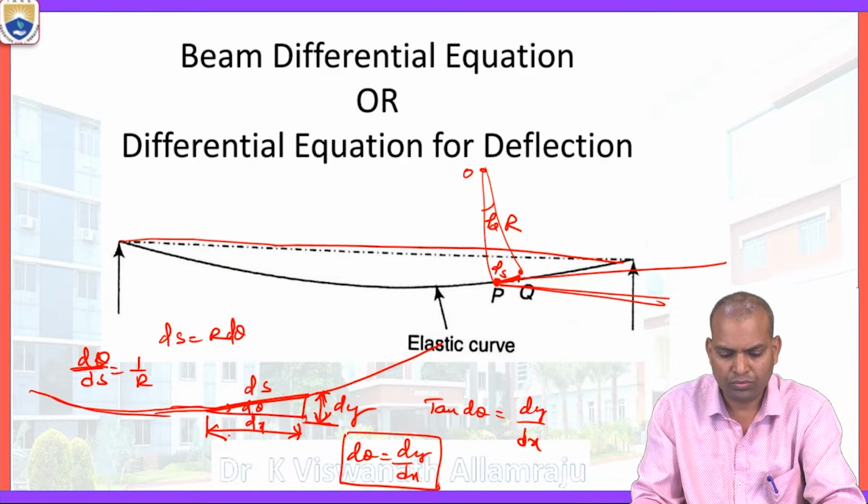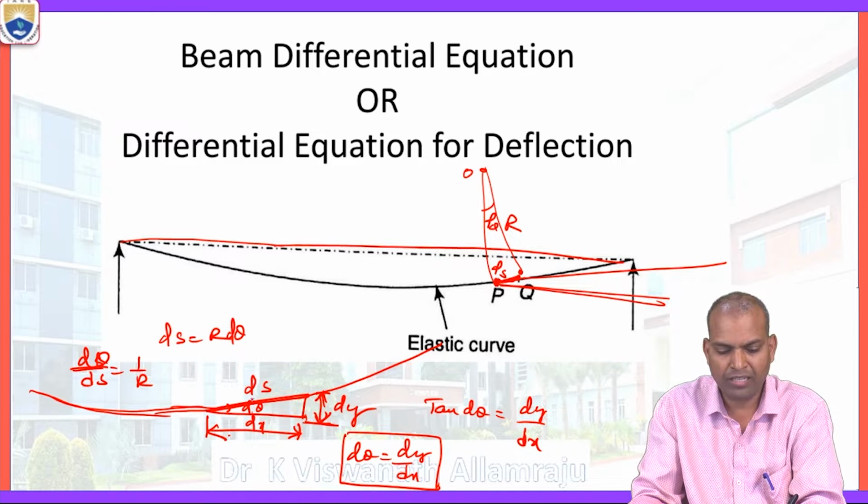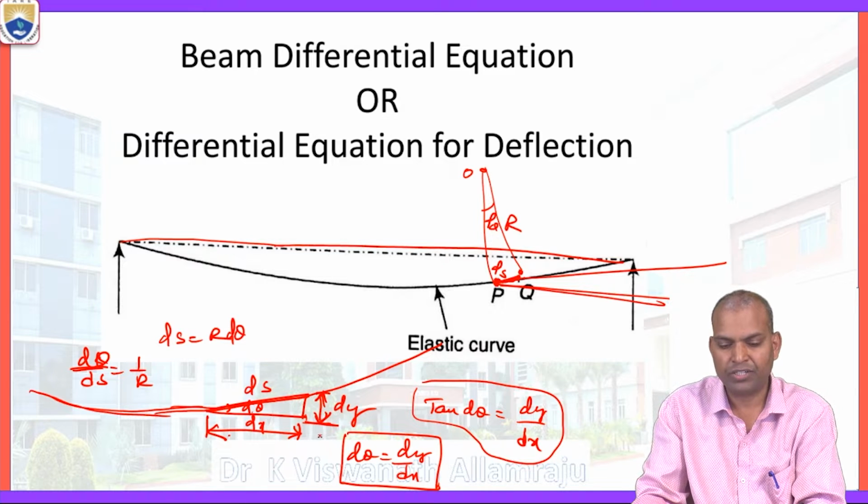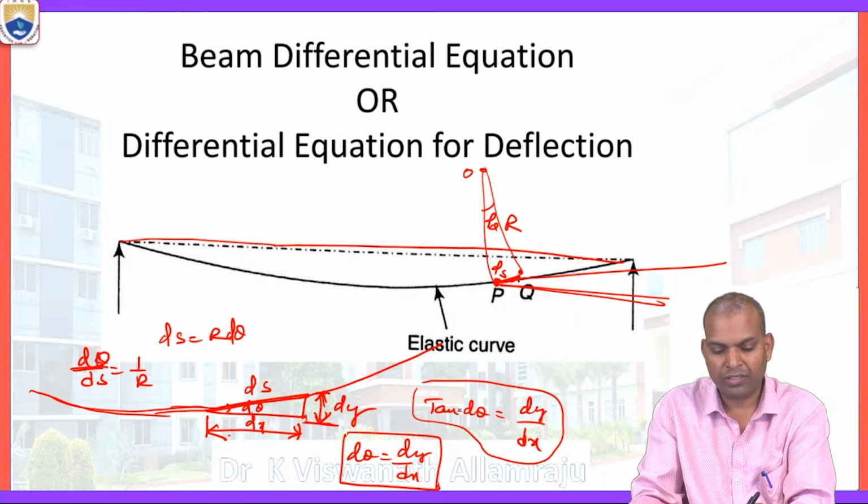Now, here with dy and dx, we calculate the ds. Tan d theta equals dy by dx. By differentiating this equation, we get secant square d theta.